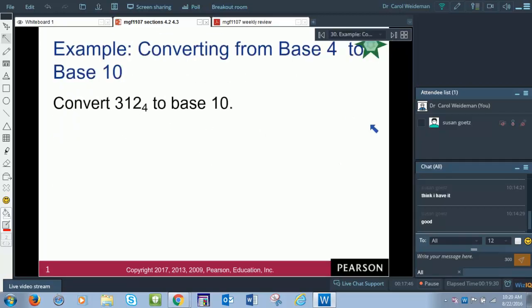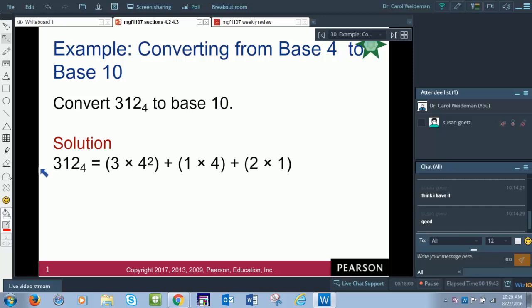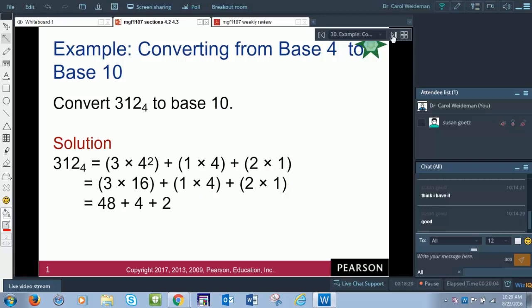So let's try an example. We want to convert 312 base 4 to base 10. I'm going to write it in expanded form in the base 4 system. Remember the positional values for this are going to be 1, 4, 4 squared. So 3 times 4 squared plus 1 times 4 plus 2 times 1. Now I multiply out and add them together: 3 times 16 plus 1 times 4 plus 2 times 1, and I get 48 plus 4 plus 2.